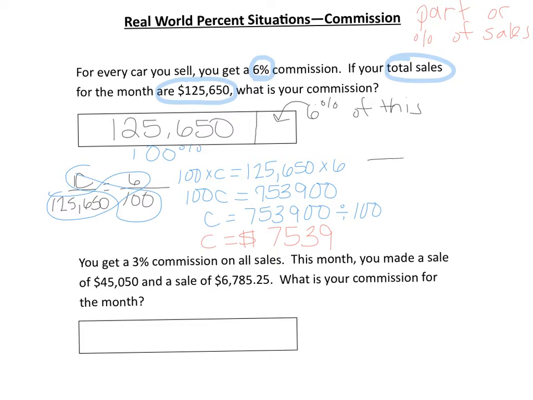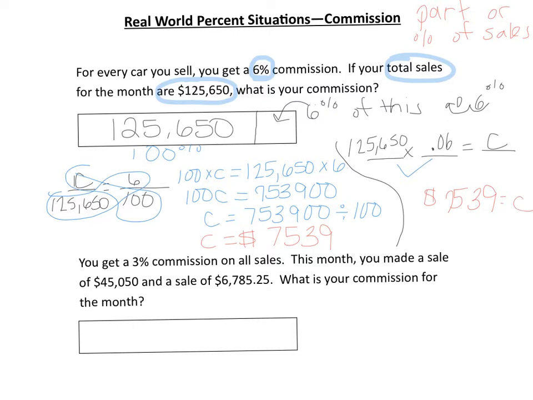If you decide you want to do it the equation way, you would have to take the 6% and make it a decimal. Your total amount is $125,650. And we don't know how much our commission is. Therefore, all we have to do is multiply 125,650 by 0.06. Either way, you will get the answer of 7,539 for the amount of money this girl is going to take home. Okay?